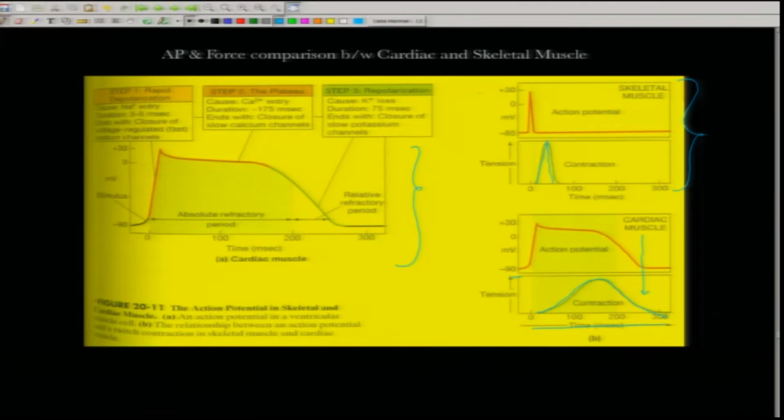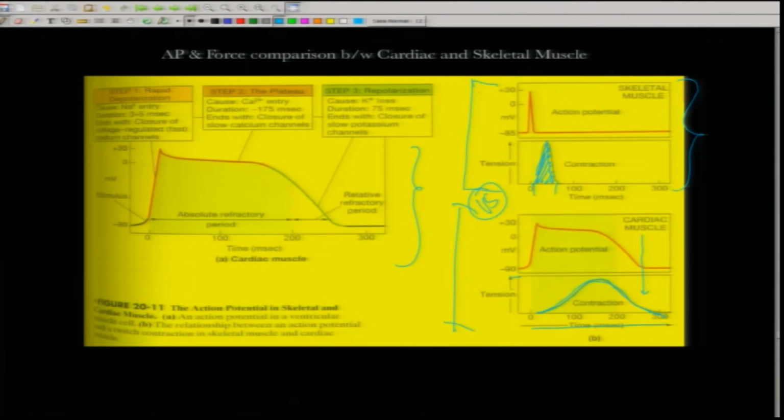So, if you look at the time window, it almost lasts for 300 milliseconds, whereas in the skeletal muscle, it lasts almost just 50 milliseconds. Okay. So, these are some of the fundamental differences between skeletal and cardiac muscle, and it is very critical for you to understand these basic fundamental differences.